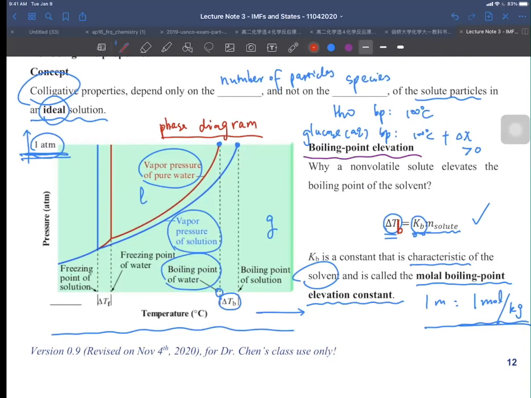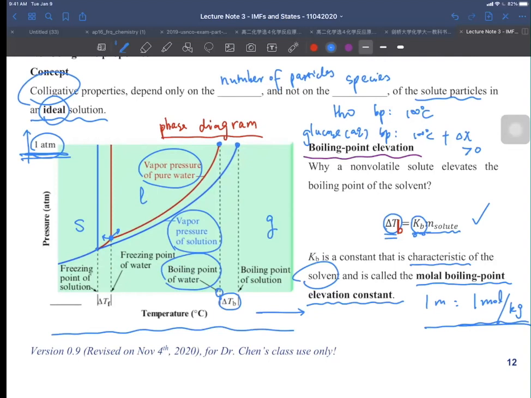So similarly, if we have a look at the freezing point, the original freezing point is here because this part is solid. Freezing means from liquid to solid is here, right? And then for the solution, the red line previously is here because the red line is the pure water or the pure solvent. So they meet here, which means this is the temperature to make the solid and liquid at equilibrium state. That is the freezing point, right?